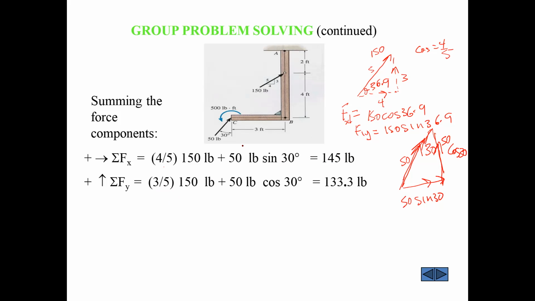The next one, all the y's now. We have one y up here. The y is right here, 150 sine 36.9, which is actually going up, so it's positive. That is sine 36.9 if you don't want to use the 3/5 ratio. Plus the next y component for the 50, which is coming right up here, so it's 50 cos 30. Now you add those two together, and you get 133.3.